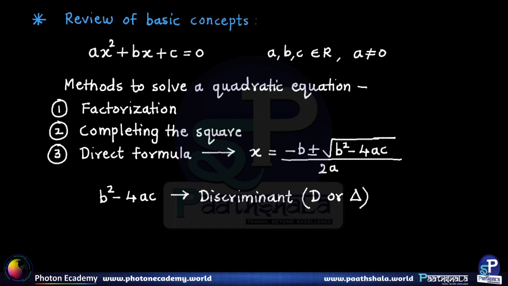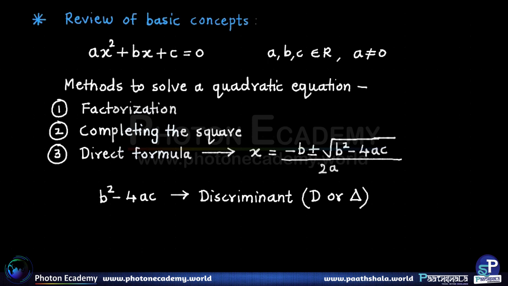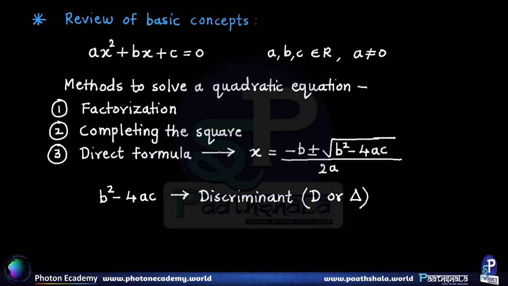As to the methods to solve a quadratic equation, we are aware that there are typically three methods that we use. First, we try to factorize the quadratic expression if it's possible, which directly gives us the roots. Otherwise, we complete the square and then we get the roots of the equation. And lastly, we have a direct formula that gives us the value of x, which is nothing but x = (-b ± √(b² - 4ac)) / 2a.